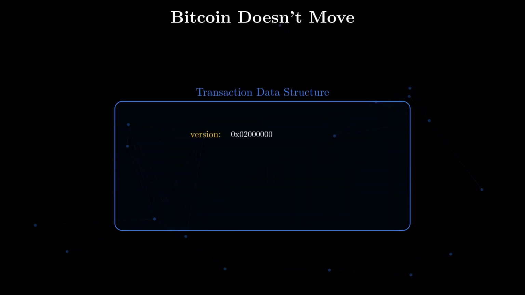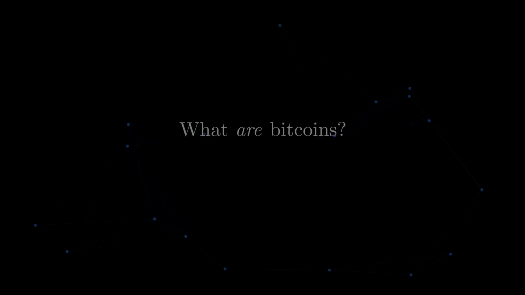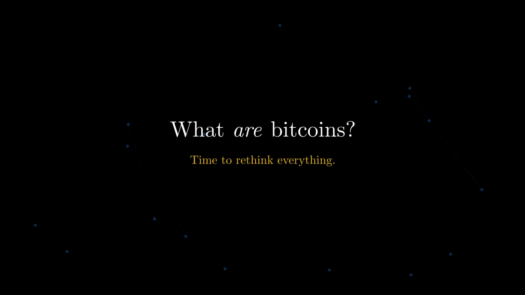The data format behind every transaction hides one of Bitcoin's most elegant engineering tricks, a design that protects money people won't spend for years. To understand it, we need to rethink what Bitcoins even are.